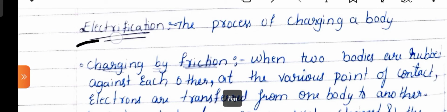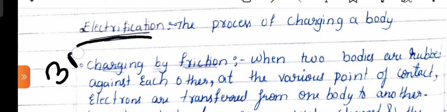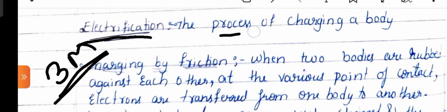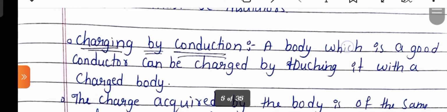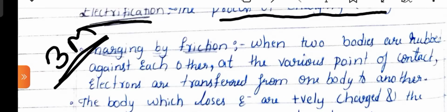Next one is electrification, which is an important 3-marker question in our paper. It is surely an important 3-marker. For this, first we have to define electrification, and next we have to discuss the different electrification processes. First, what is electrification? A process of charging a body is known as electrification. Here we have 3 methods of electrification. The first one is charging by friction, the second one is charging by conduction, and the third one is charging by induction.